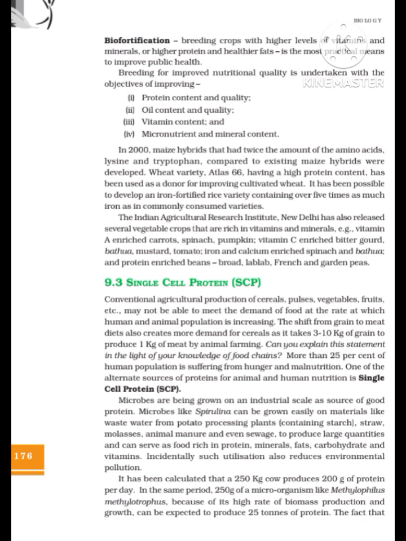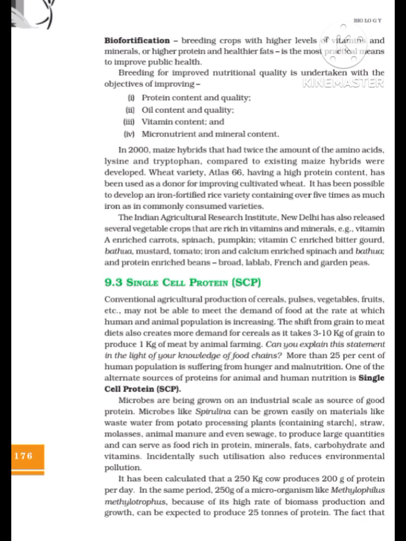9.3 Single Cell Protein, SCP. Conventional agricultural production of cereals, pulses, vegetables, fruits, etc., may not be able to meet the demand of food at the rate at which human and animal population is increasing. The shift from grain to meat diets also creates more demand for cereals, as it takes 3 to 10 kilograms of grain to produce 1 kilogram of meat by animal farming.